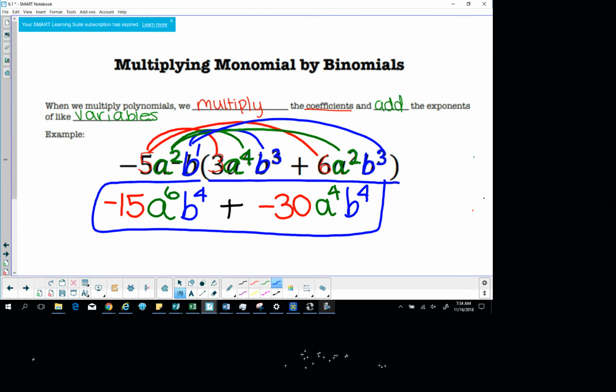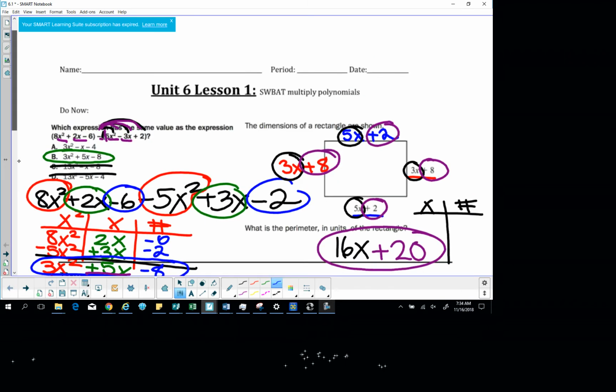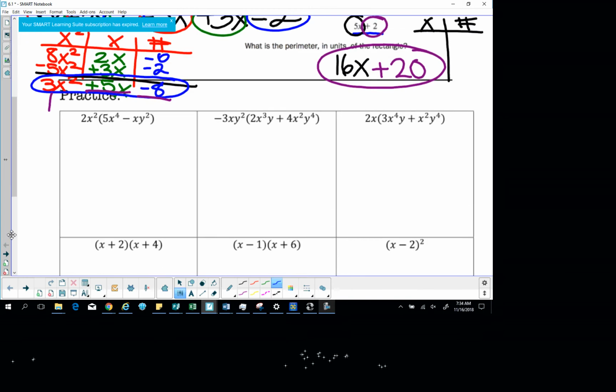Okay, why don't you guys try the first 3 on your practice, and then we're going to move on. Do you want me to go over one more with you? Okay. So I'll go over one more with you. This row is all that practice.